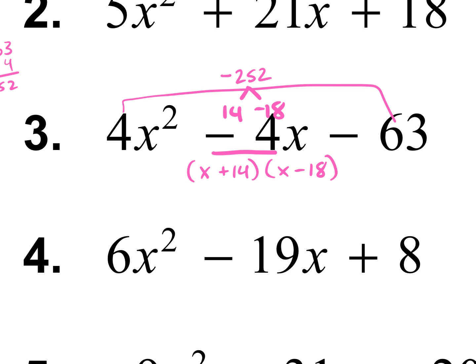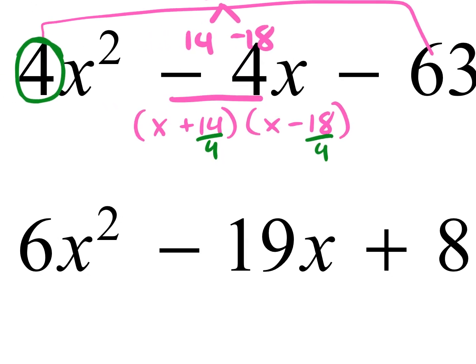Now, if we started with multiplying, what do we have to remember to do? Divide. We need to divide by 4. So we divide both of our numbers by 4. Can I divide 14 by 4? No, but we can simplify it. What goes into both 14 and 4? 2. So this would be 7 over 2. What do I do with the number on the bottom?